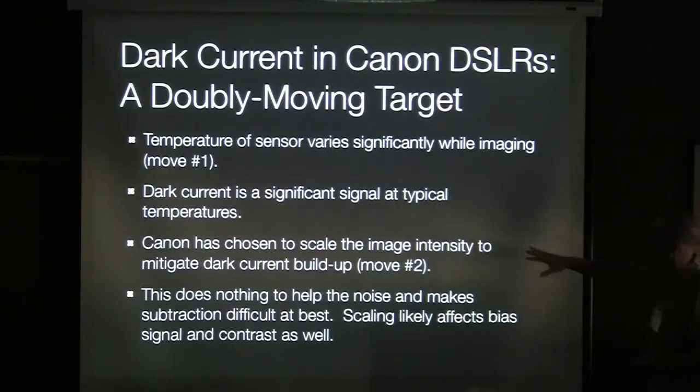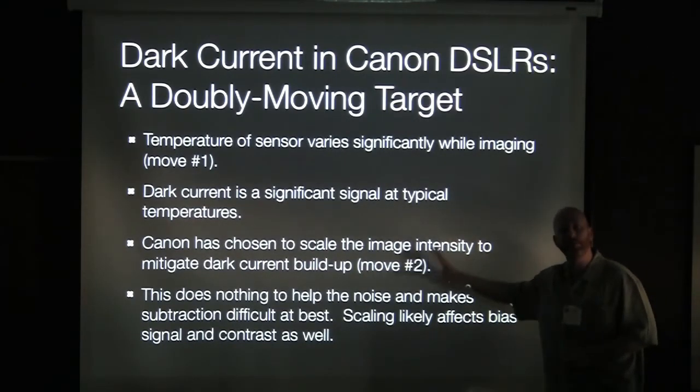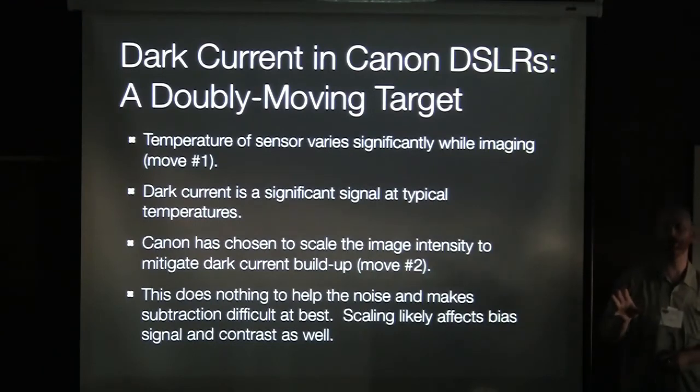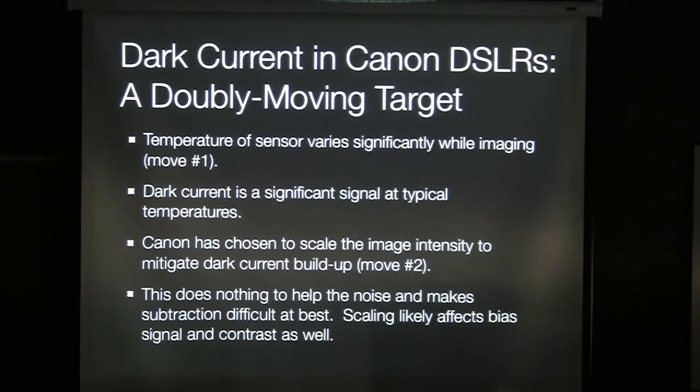Move number two, though, is that there is an image scaling that's going on. And this is going to make it a little tougher. There's an actual scaling of the data that's going to make things like dark subtraction or even bias subtraction tougher, because that dark current and that bias current is getting scaled by something that you don't really know about. So it has nothing to do to help the noise.